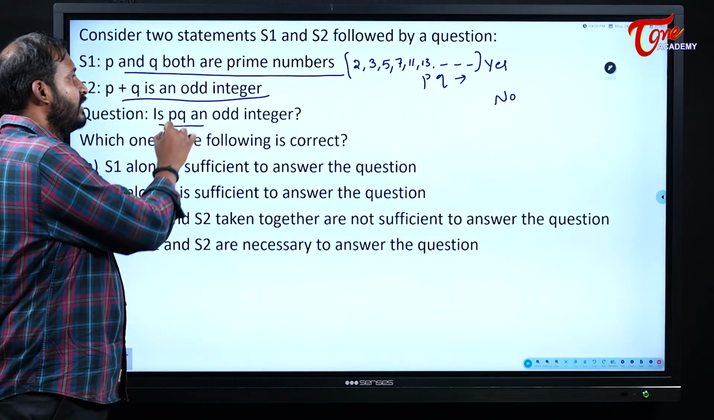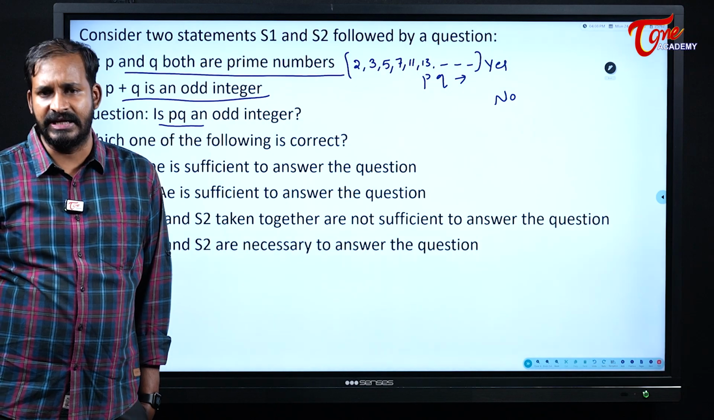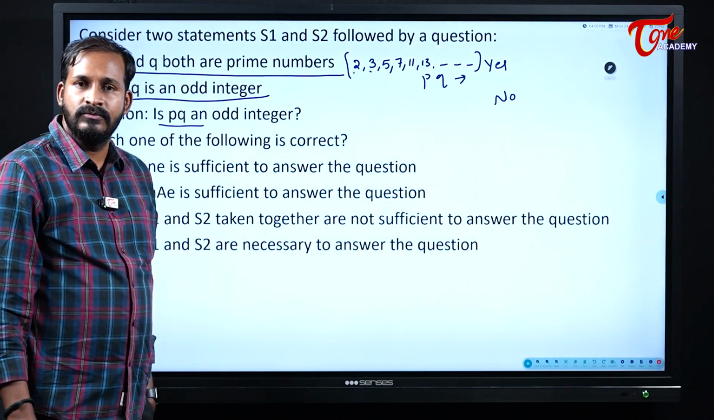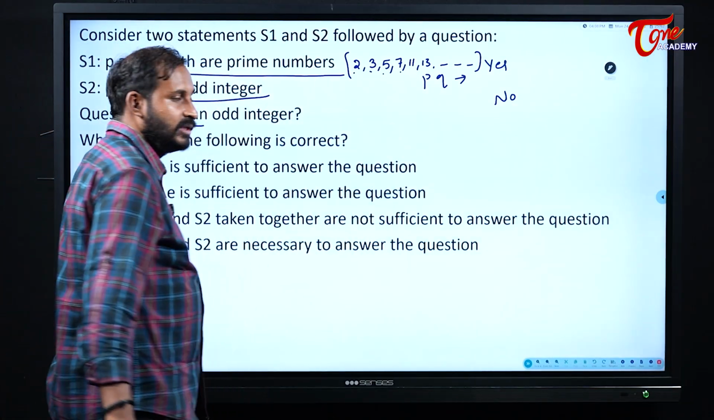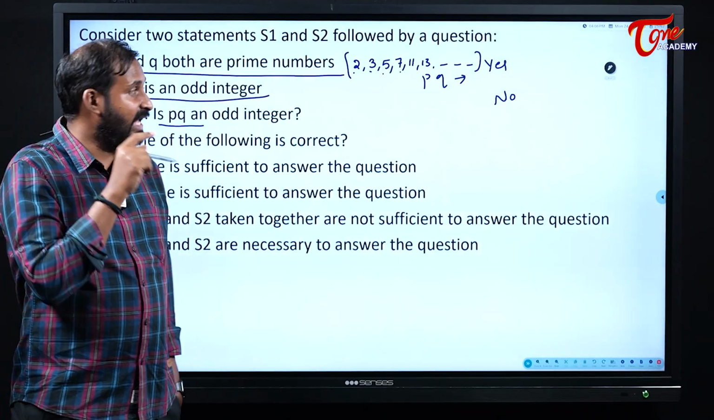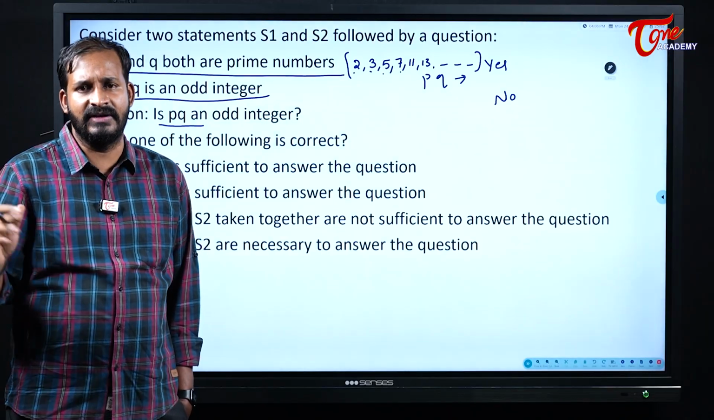So, by using those numbers, can I say exactly that PQ is an odd integer or an even integer? If I take 2, 3, what is the value of PQ? It becomes 6, which is an even number. If I take 5, 7, what is the value of PQ? It becomes 35, an odd integer. But I cannot tell exactly that it will definitely always be an odd value or definitely an even value, right?